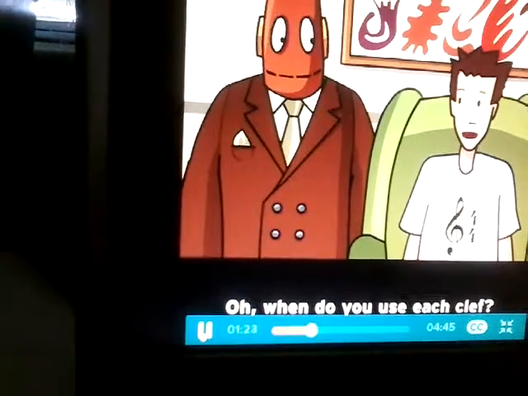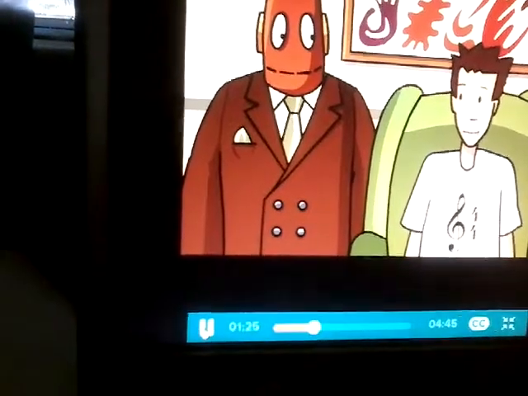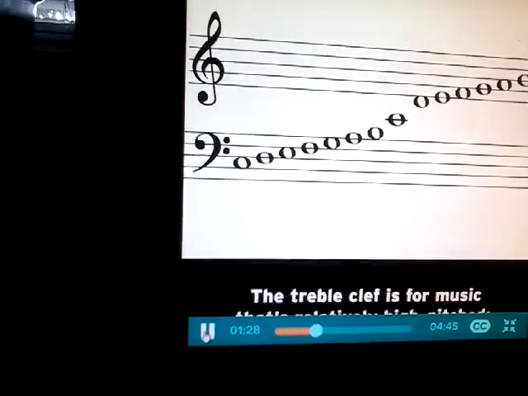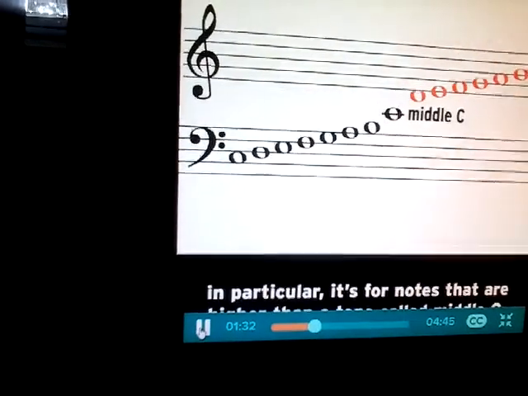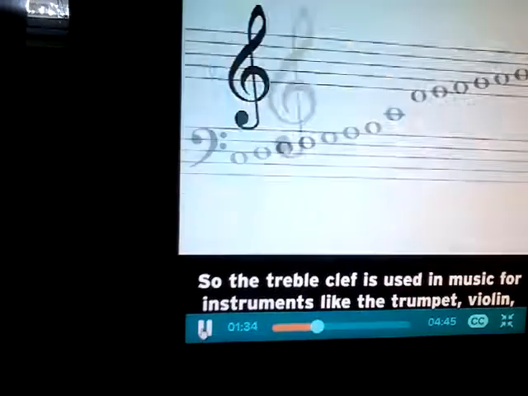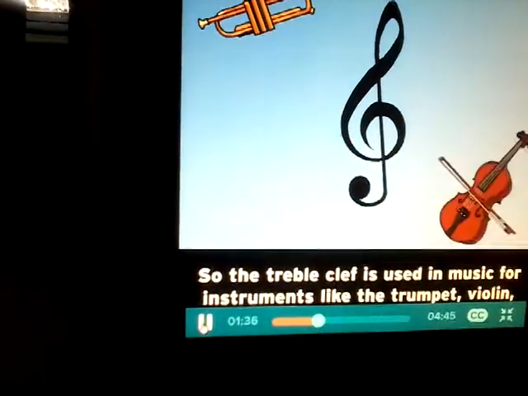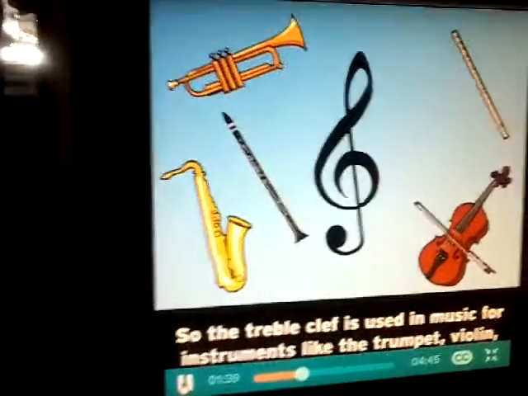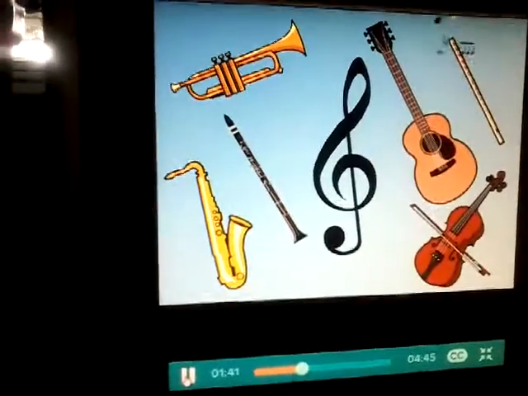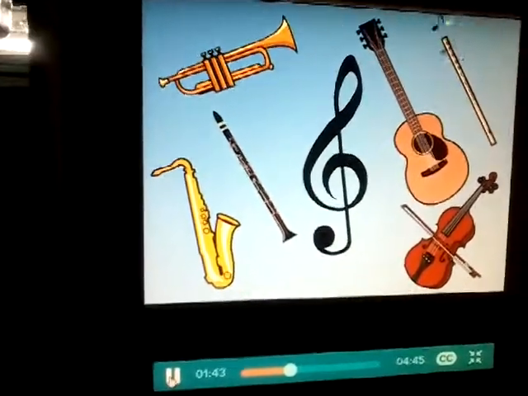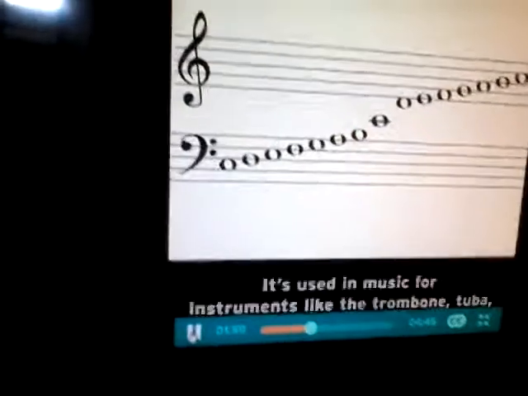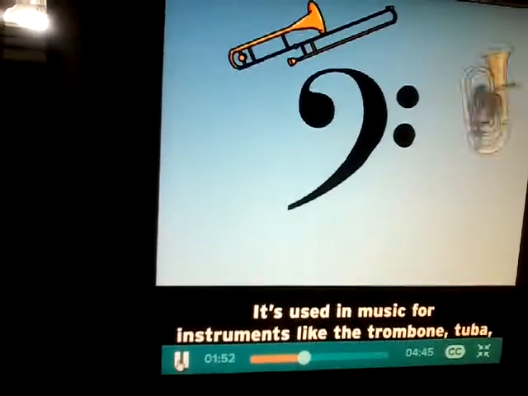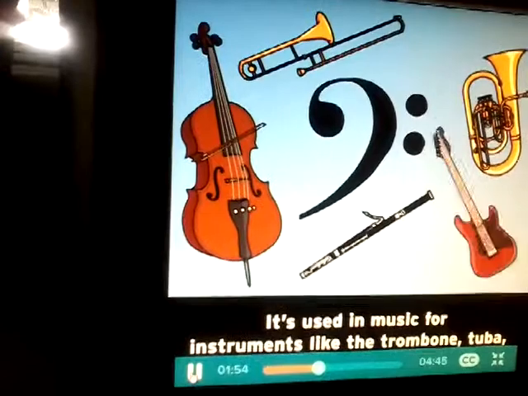When do you use each clef? Easy. The treble clef is for music that's relatively high-pitched. In particular, it's for notes that are higher than a tone called middle C. So, the treble clef is used in music for instruments like the trumpet, violin, flute, saxophone, clarinet, and guitar. That's beautiful. The bass clef is used for music that's relatively low-pitched, tones that are lower than middle C. It's used in music for instruments like the trombone, tuba, cello, bassoon, and bass guitar.